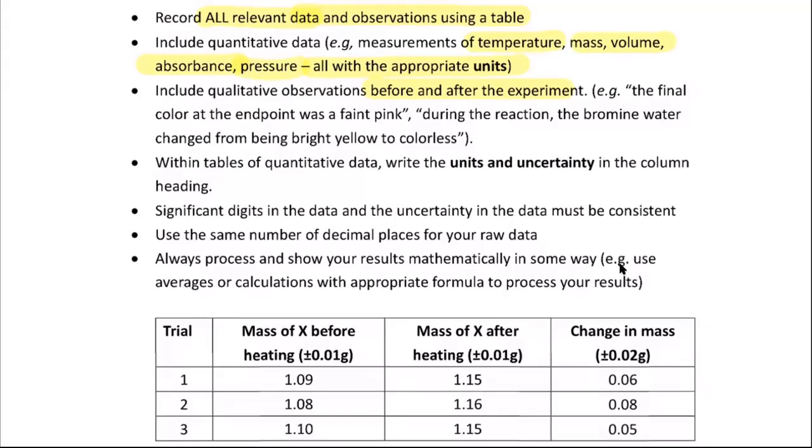Did it change a color? Did something happen? Even if it's not a color change, maybe you saw bubbles being given off. Because if you're not heating something up, bubbles are an indication that there's a chemical reaction happening. And so those are some things for qualitative. Within the tables, as I mentioned several times already, you've got to have units and uncertainty in the column heading. Do not put them in every box, in every cell, okay?